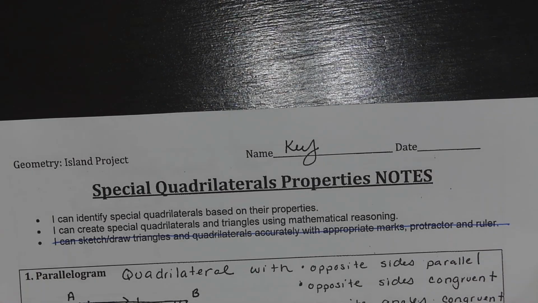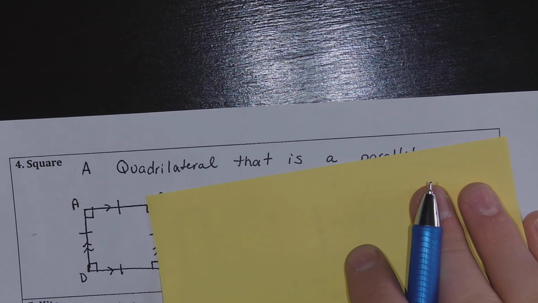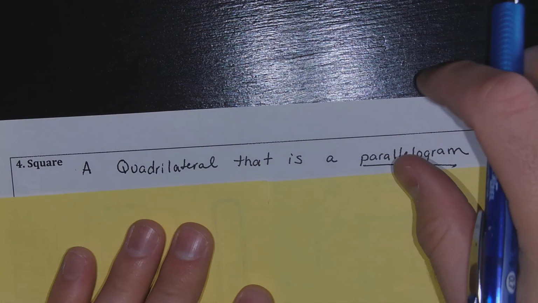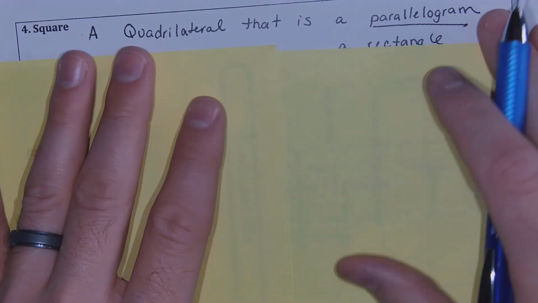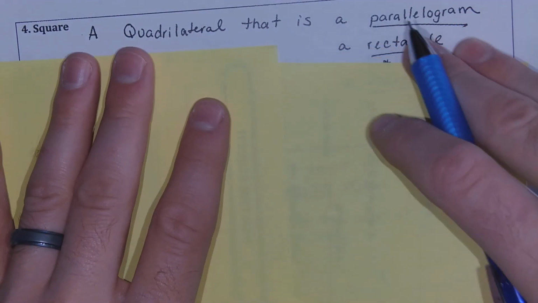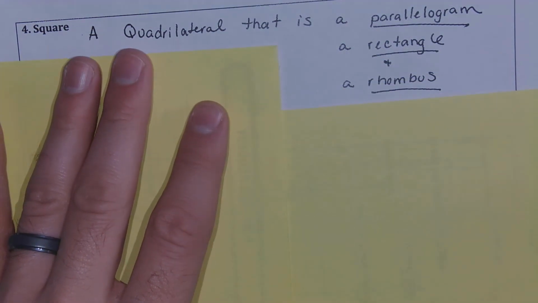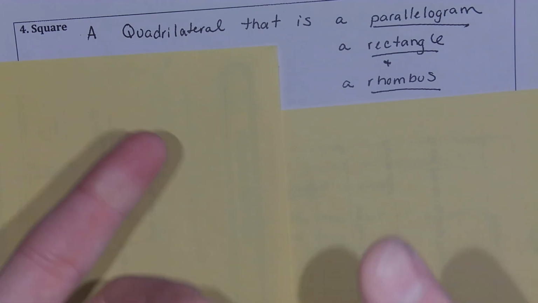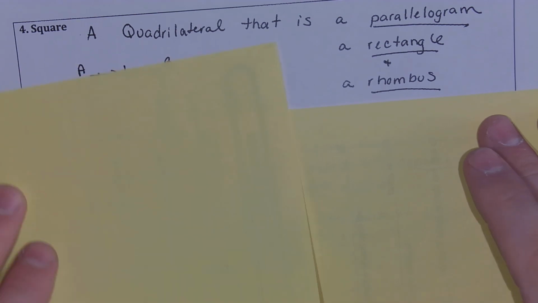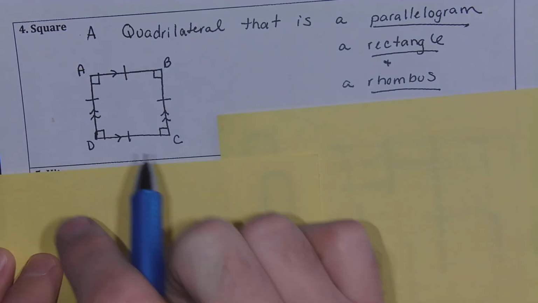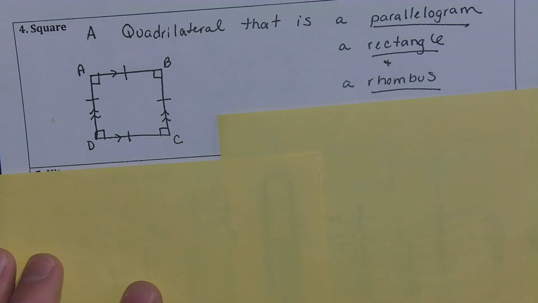On the back side of the notes, we have 4 more shapes to do. A square is also considered a parallelogram, except it has 2 things past that. It's also a rectangle and a rhombus, meaning that the parallelogram has to have all angles congruent and all sides congruent. And if that's true, what you create is a square. We have 4 equal sides, 4 equal angles, sides are parallel. That's a square.